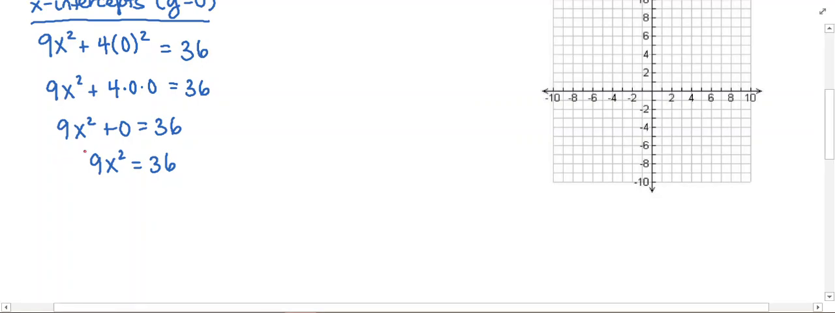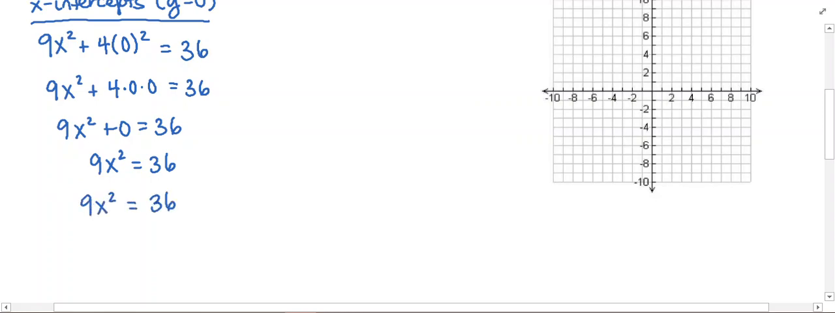Had we had parentheses like this, then everything inside the parentheses would be squared. So the 9 would be squared and the x would be squared. But that's not what we have here. We don't have the parentheses. So since there's no parentheses, only what is immediately next to the square is squared. So since only the x is being squared, we need to isolate the x squared piece before we can take the square root.